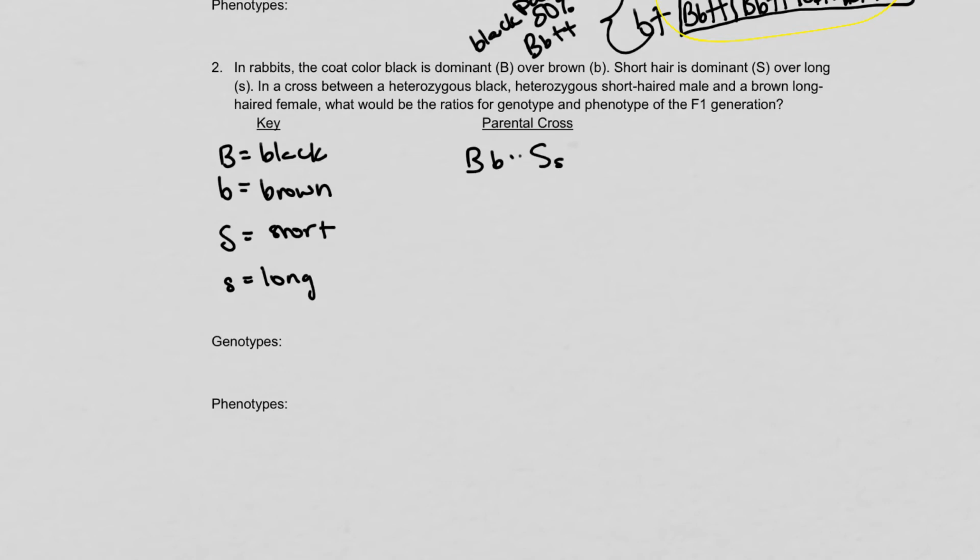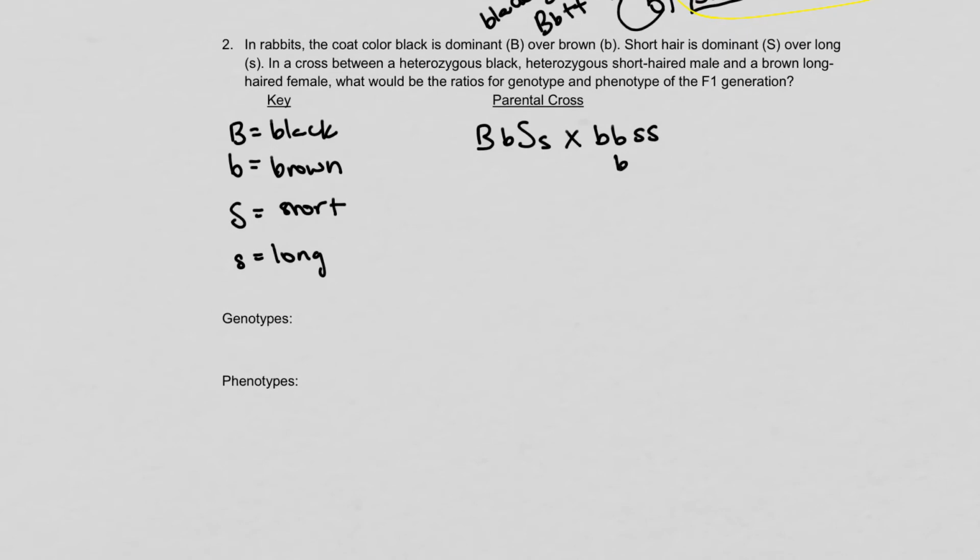Oops. Put my X in early. Crossed with a brown, long-haired female. So in order to be brown and long-haired, she would have to be homozygous recessive at both traits. So she can only generate one possible gamete combination, and he can generate several.